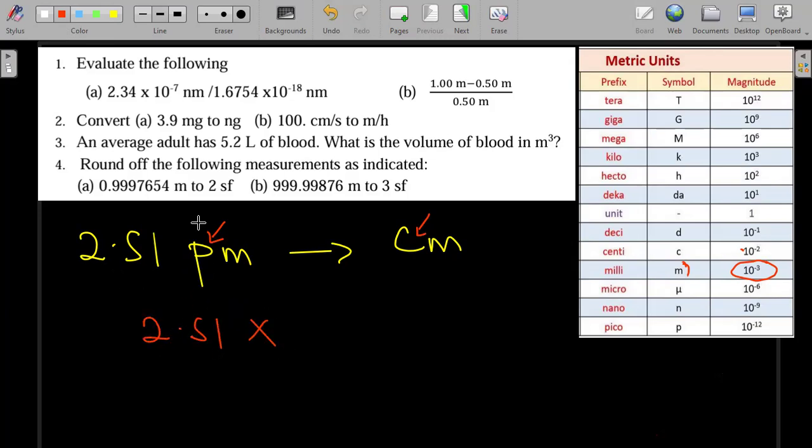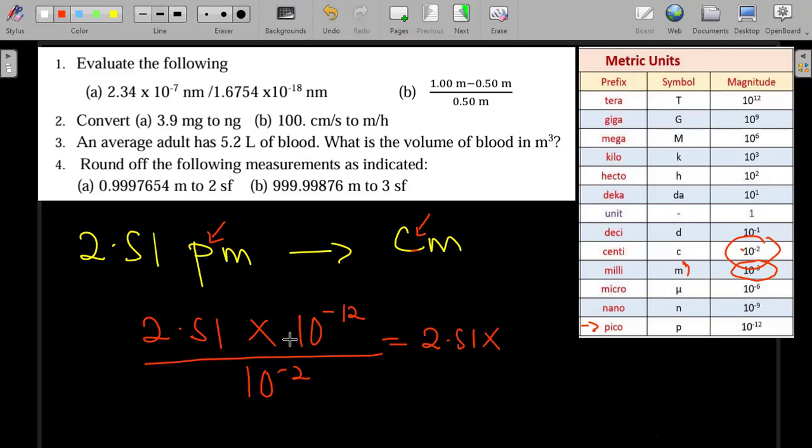So we're going to say this is 2.51 times, what is the value of the pico? So you go to your metric system. The pico is down there. So this is 10 to the power minus 12. And then I'm dividing all this by the value of the centi. So centi is this one here, which is 10 to the power minus 2. So this is going to give me 2.51.